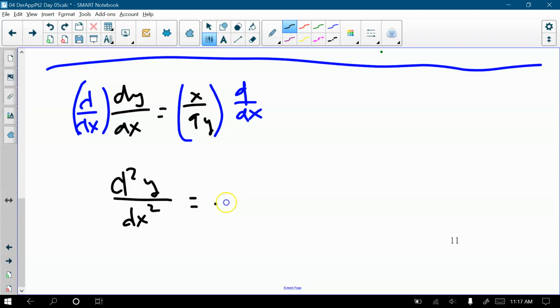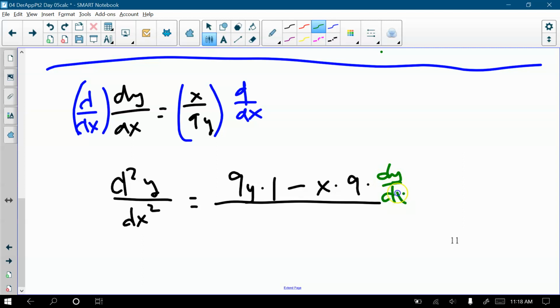That's a quotient rule, and if you didn't know that, that's a quotient rule. We have to do low d high. So we'll do low, 9y, times the derivative of the high function, which is 1, minus high, which is x, times the derivative of the low, which is 9 times what? 9 times dy/dx. The reason is because you just took the derivative of y with respect to x. So the derivative of 9y is 9 dy/dx. This is all going to be divided by 9y squared.